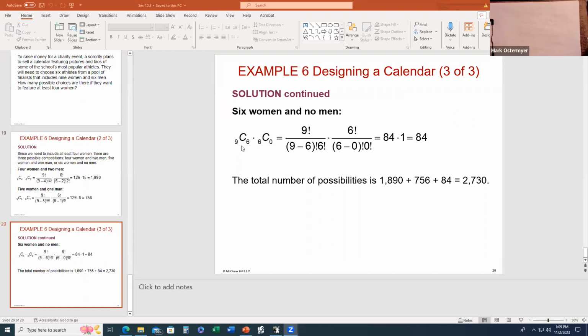So if we had all 6 women chosen, how many ways can you choose 6 women from 9 women if order doesn't matter? It'd be 9 in combination with 6. And we would have 0 men. Well, how many ways can you choose no men from 6 men? That's 6 in combination with 0. All right. Anyways, you'd have to add on the 84 onto the sum that I had, and you get 2,730.